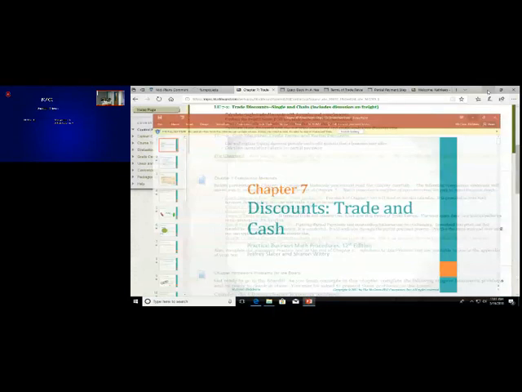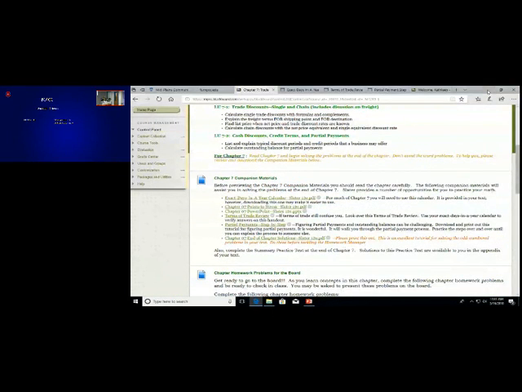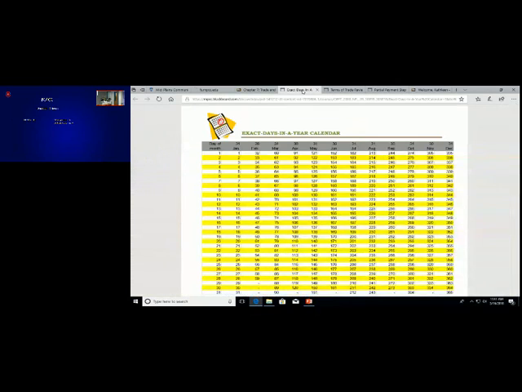Also, I'm going to draw your attention to some helpful handouts posted on Blackboard. The exact days in a year calendar, I'm going to talk about that first. It's very helpful in figuring a lot of credit periods and discount periods. It looks something like this. I'm going to be using that. Mine is not in color, so mine will be grayed out instead of yellowed.